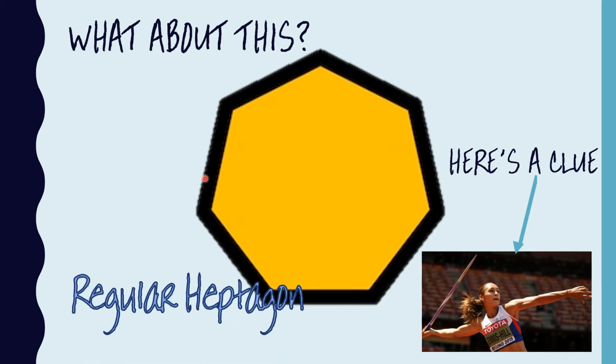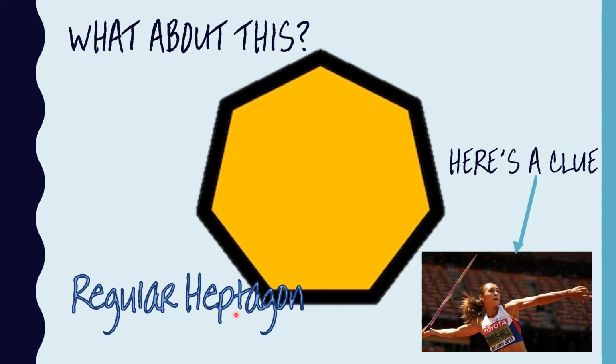So this is a regular heptagon. The reason why we've got a picture of Jessica Ennis-Hill as a clue, she takes part in a competition called a heptathlon. And a heptathlon has 7 events in it. The word hept, the prefix hept, means 7. So 7 events in this Olympic competition, but this shape has 7 sides.